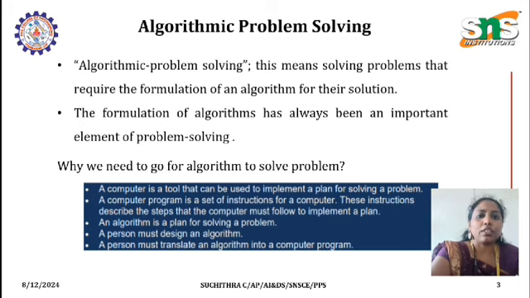A computer is a tool that can be used to implement a plan for solving a problem. A computer program is a set of instructions for a computer. These instructions describe the steps that the computer must follow to implement a plan. An algorithm is a plan for solving a problem. A person must design an algorithm. A person must translate an algorithm into a computer program.